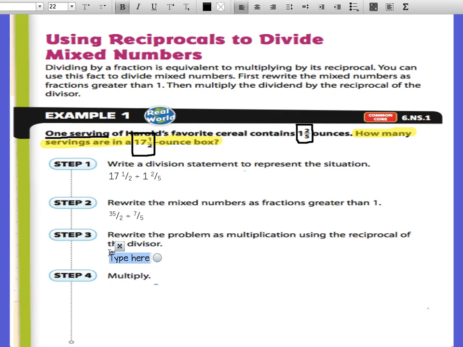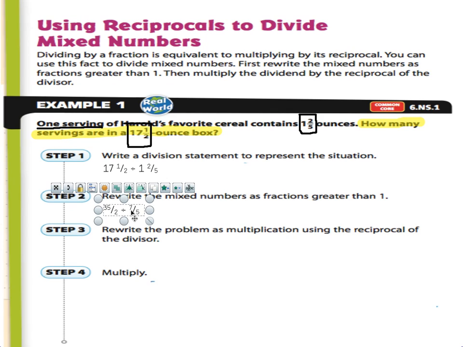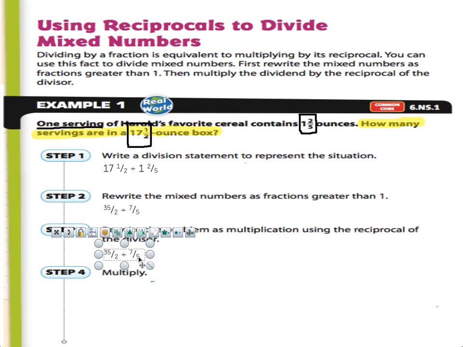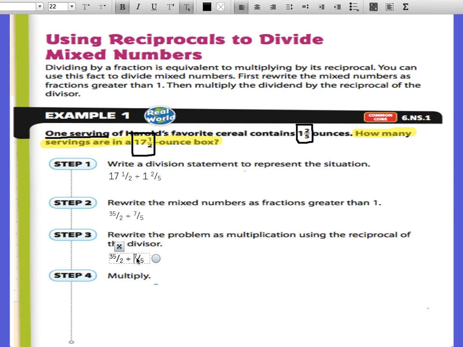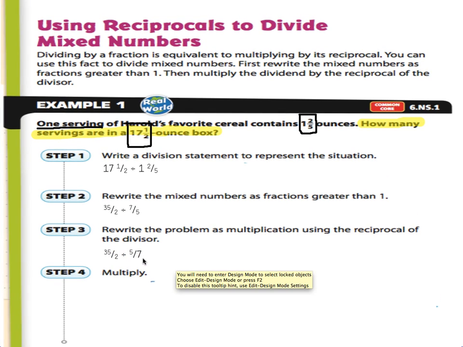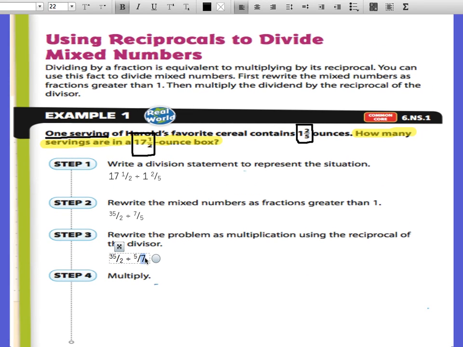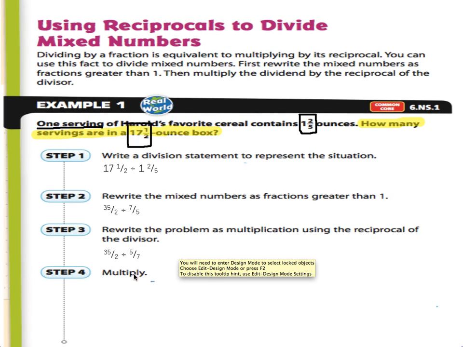Now I do the same thing. Now it turns into multiplication of the reciprocal. This is the most commonly forgotten step. Because we have to convert it to an improper fraction, a lot of students stop here and forget that we actually have to flip this. So we flip the divisor, so the divisor becomes 5/7. Because dividing by 7/5 is the same thing as multiplying by 5/7.